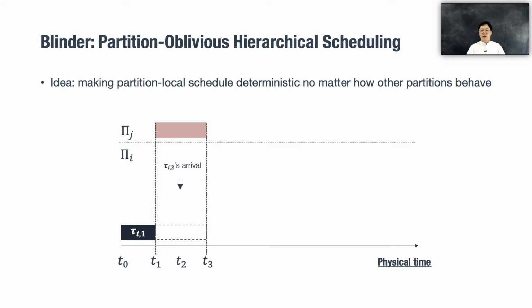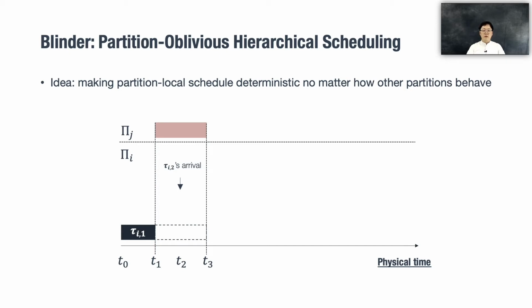So why is this communication possible? That is because the receiver's local schedule changes as the sender changes its behavior. So our idea to remove this covert timing channel is to make the partition local schedule deterministic no matter how other partitions behave, and this is done at runtime by our algorithm that we call Blinder.